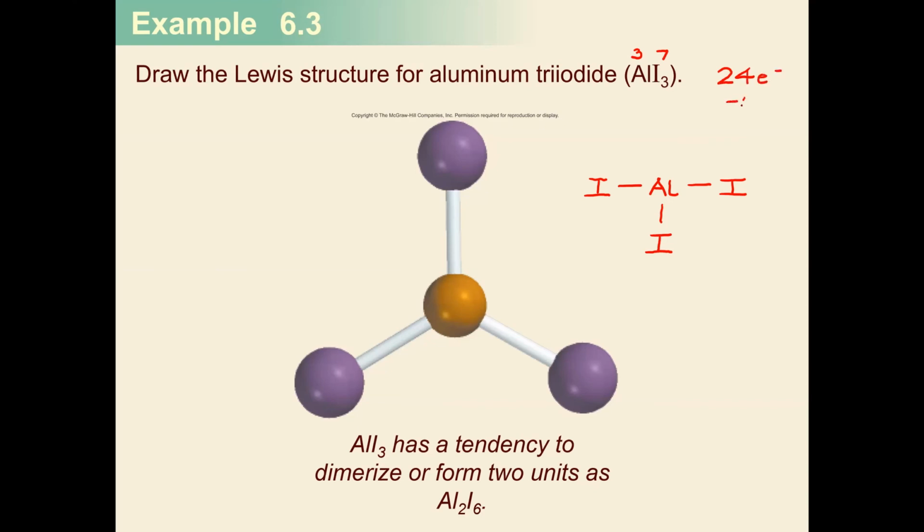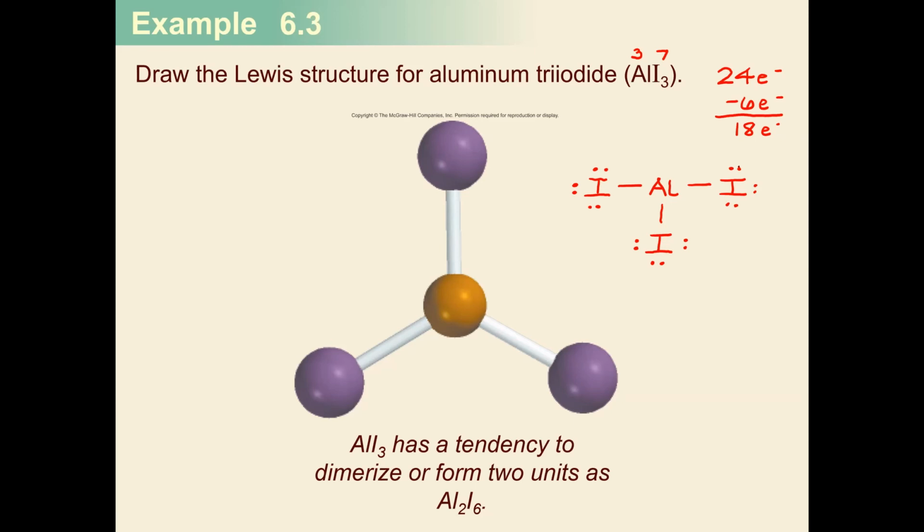I have already used 6 of them in my skeletal structure, so I now need to go and place 18 more electrons. They go around the most electronegative atoms, which are in this case the iodine, so I will put those in now. And you will notice that when I am finished with the lone pair on the iodine, I have run out of electrons.